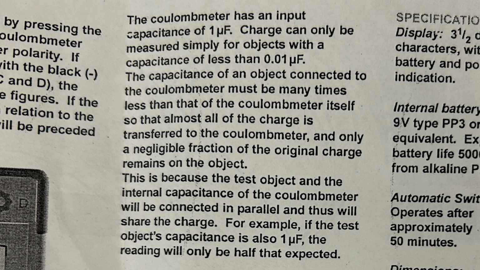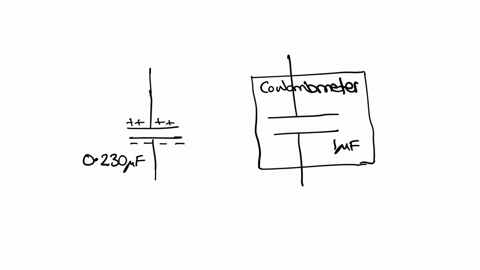The manual of the capacitance meter which I used carefully explains the problem, which is that the coulomb meter has an input capacitance of 1 microfarad. And that means that the charge will be shared with the capacitor that I charged and that 1 microfarad capacitor, which are effectively connected in parallel. This diagram can help to see what's going on.